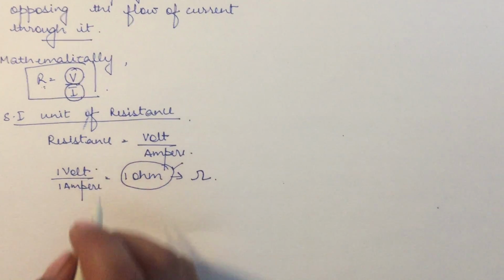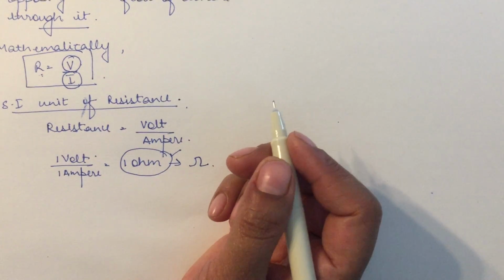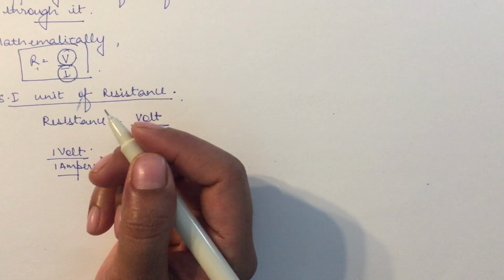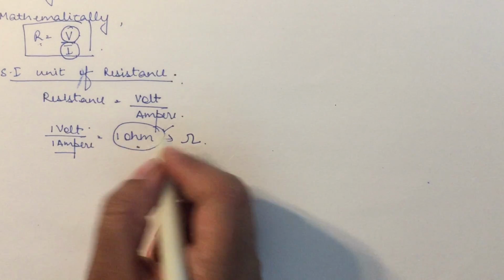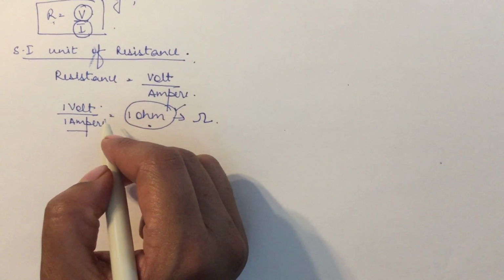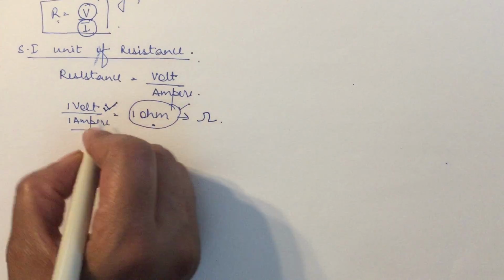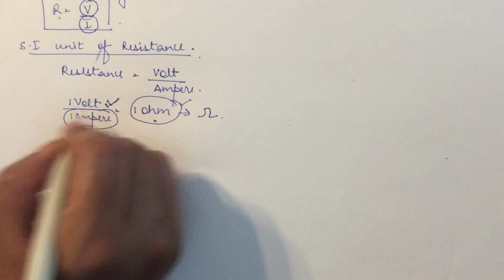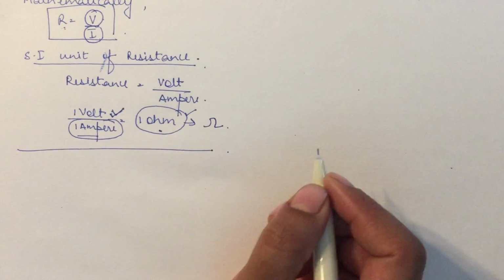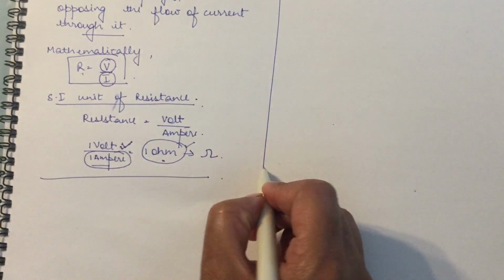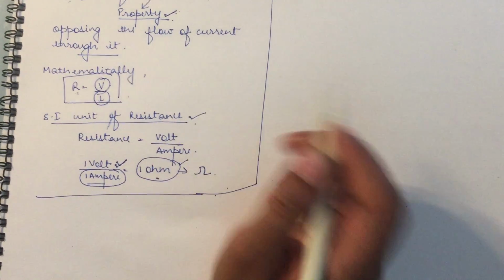Now if we have to define the SI unit of resistance, how will we define it? From this we can define the SI unit also. So 1 ohm is the resistance of a conductor when, on application of a potential difference of 1 volt, the current which we get is 1 ampere. So this was all about resistance and its unit.